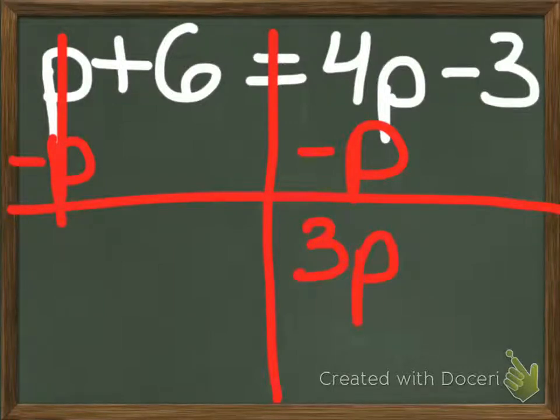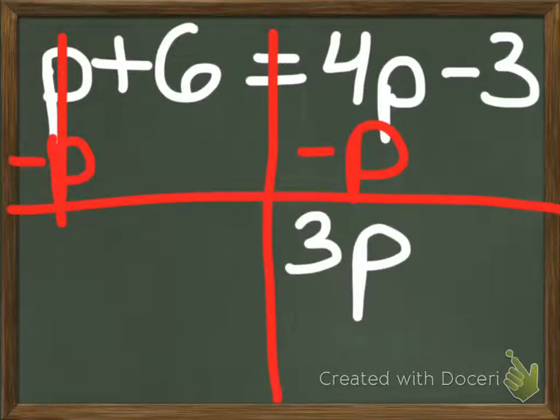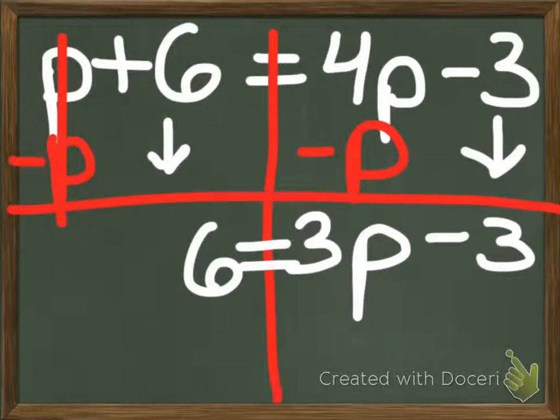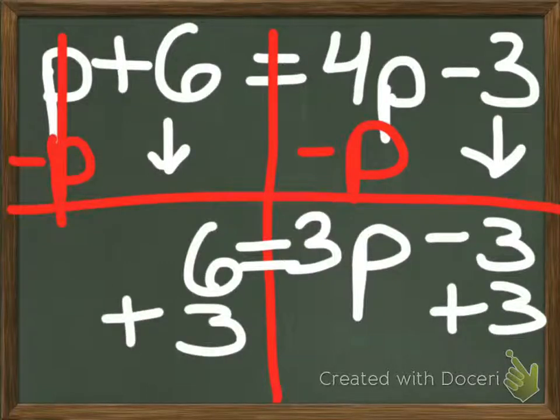3P. I'm actually going to switch back to white for this next part. So 3P. I'll bring down the minus 3 because it wasn't used. And I'm going to bring down the 6 because it wasn't used. Okay? So I've got 6 equals 3P minus 3. Well, I've got all my P's, all my variables, in one spot. So now I've got to focus on getting everything else collected. Well, I really don't want this 3 over here. So I'm going to do the opposite and add 3 to the other side.